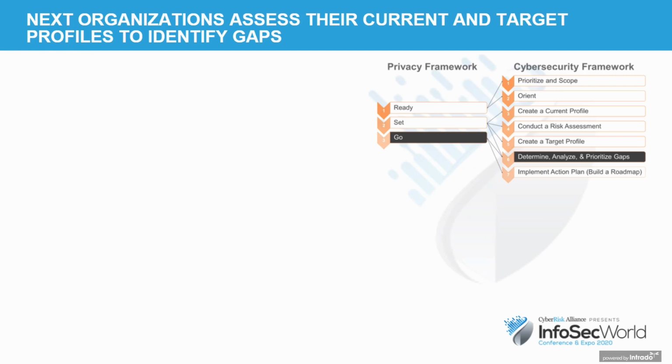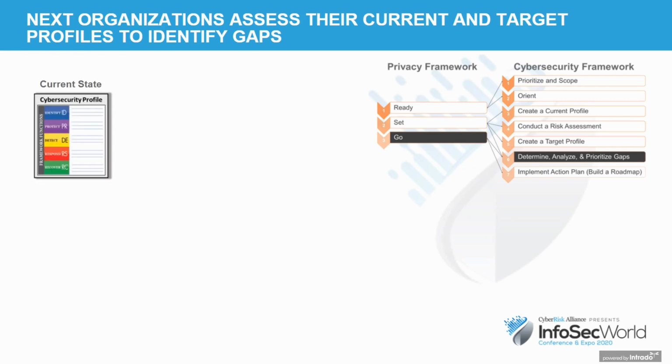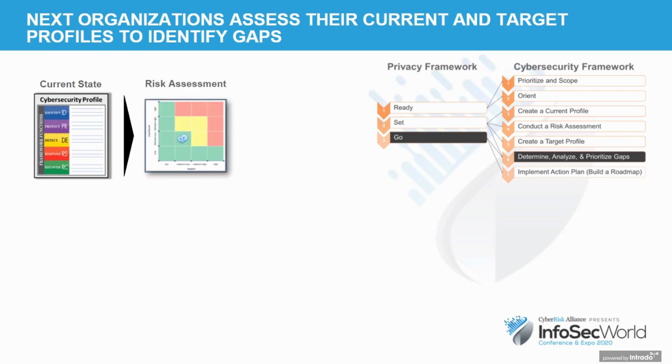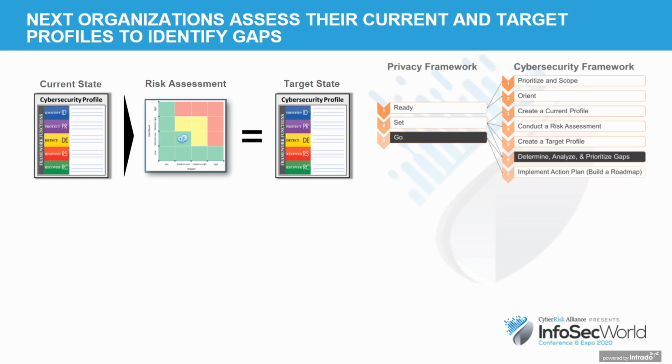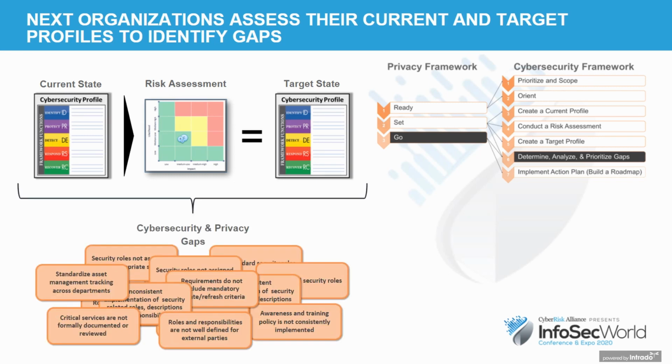So the next step, step 6 for the cybersecurity framework, and we're moving on to the go phase of the privacy framework, is to determine, analyze, and prioritize those gaps. Now that I know what I'm doing today versus what I need to be doing, I can overlay all of that. I can take my cybersecurity or my current state profile, look at those risks that we used to develop our target state. But now I can overlay all of that information together and say, where are my gaps?